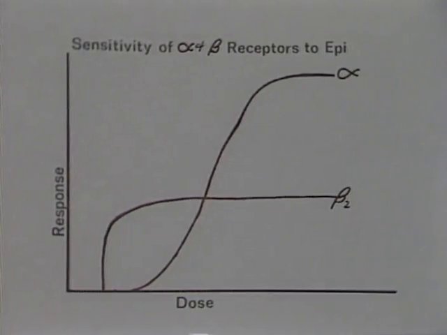The reason for demonstrating the dose-response relationship of epinephrine on the cardiovascular system is that beta-2 receptors in blood vessels are sensitive to much lower concentrations of epinephrine than are alpha receptors. This is shown in the dose-response diagram to epinephrine.